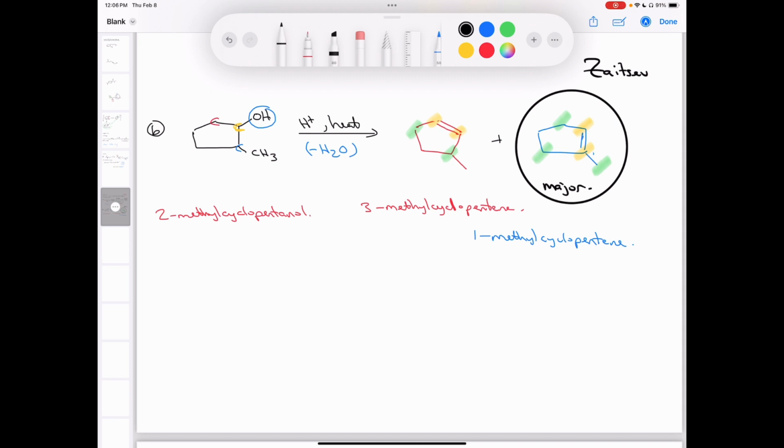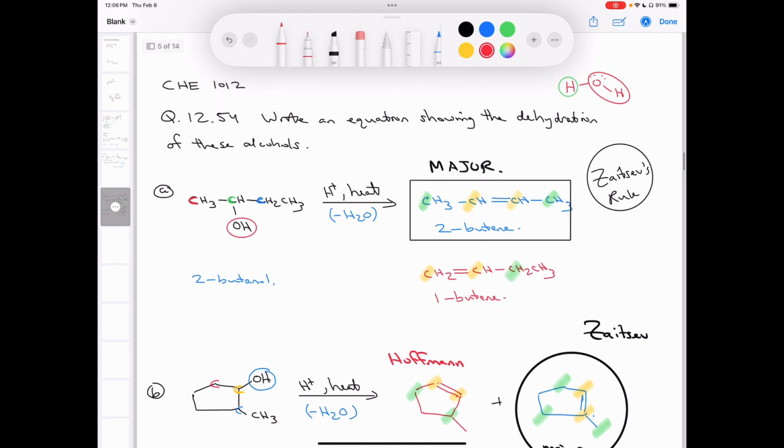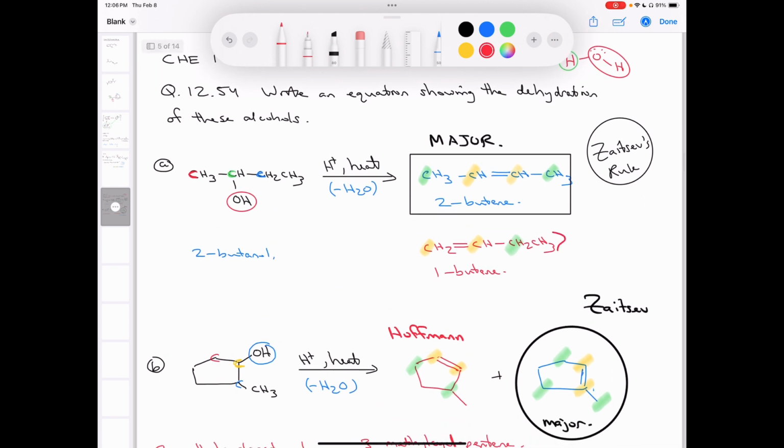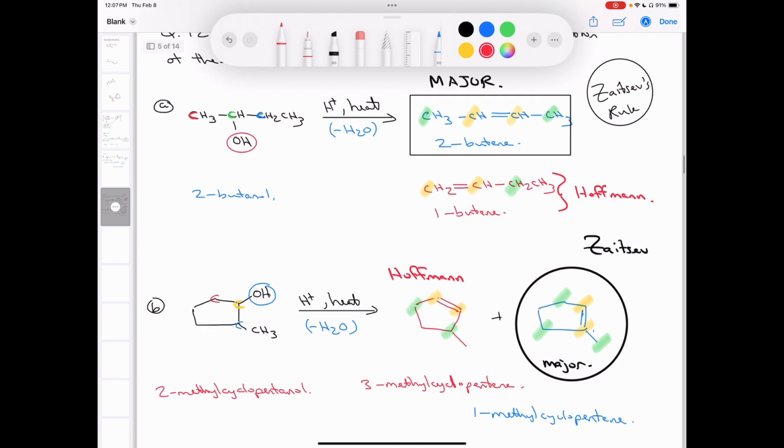Now, if you're wondering, does the minor product have a name? It does. We call that the Hofmann product. And the same goes for the previous question as well. You would call this product here the Hofmann. I don't remember if our textbook really brings that up a whole lot or not. However, you do have to understand Zaitsev products, which again are major products. And there you go. So I hope you learned a little bit about dehydration of alcohols.